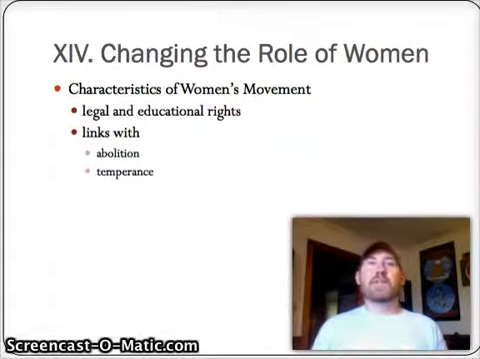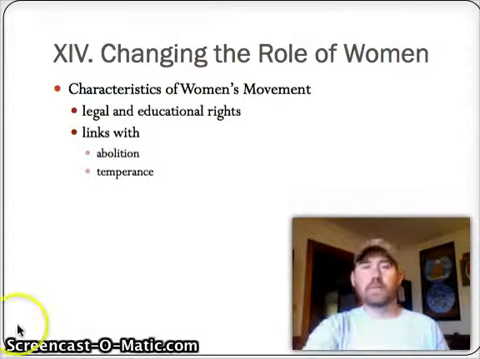Now, one of the key characteristics of the women's movement at this point is its tie-in with other movements that are going on. You could kind of call this the age of reform movements, but you've got abolition being linked in with it. You've also got temperance. Now, abolition is more important when it comes to the women's movement because the hopes were as African Americans gained rights both before and after the Civil War, as changes began to happen with African Americans, women were hoping those changes would go over to them as well.